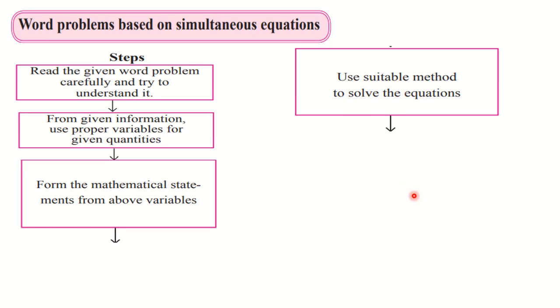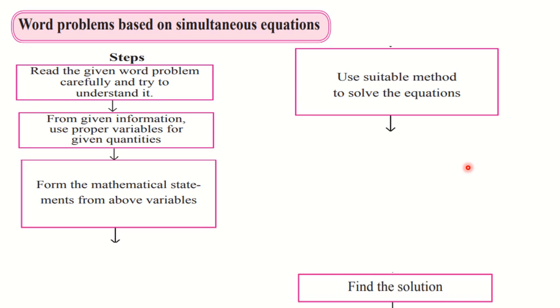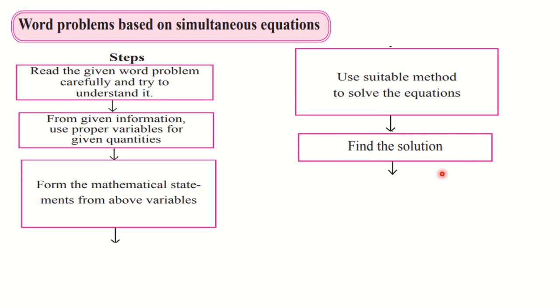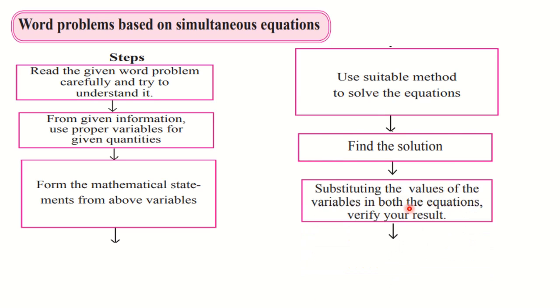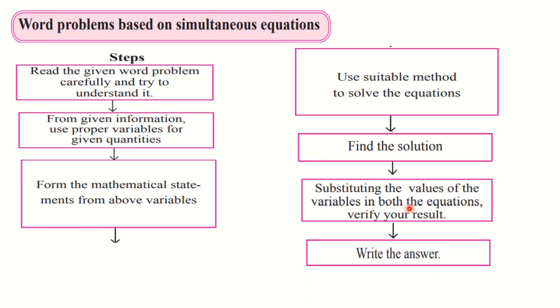Okay, why the word suitable method is used here? Because two methods are there. But here now, as I have said, one method is reduced. It is not there. You are going to use only one method to solve the equations. Then from that you are going to get the solution. That means two values you will get. And finally you have to write down the answer in the form of a statement.